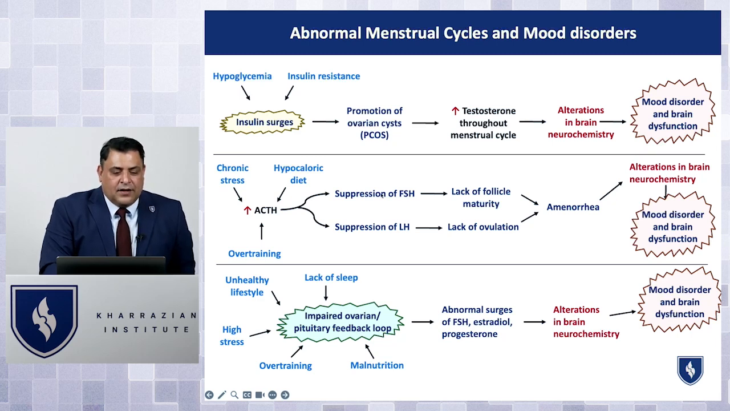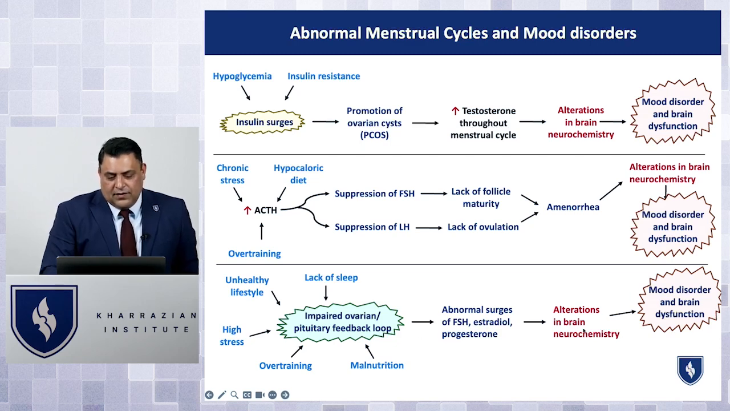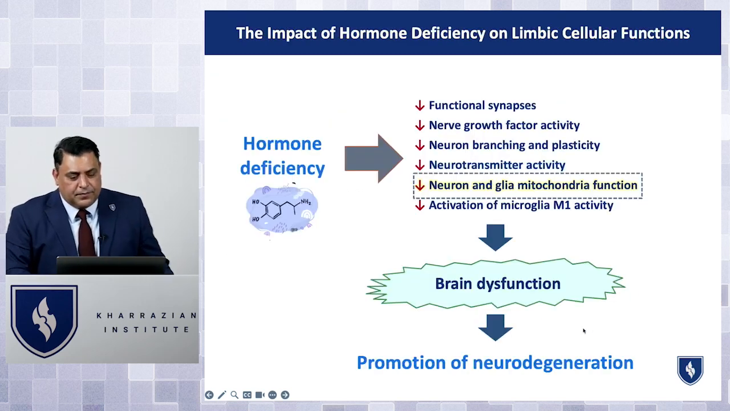Here you see an illustration of chronic stress or hypocaloric diet or overtraining activating the ACTH stress response. That can suppress FSH and LH. That can lead to lack of ovulation, lack of follicle maturity, and cause amenorrhea. That can alter neurochemistry levels in the brain and cause mood disorders. Here you can see things like lack of sleep, unhealthy lifestyle, high stress, overtraining, malnutrition, and impaired ovarian-pituitary feedback loop. This can cause abnormal surges of FSH and LH and cause alterations of neurochemicals as well.